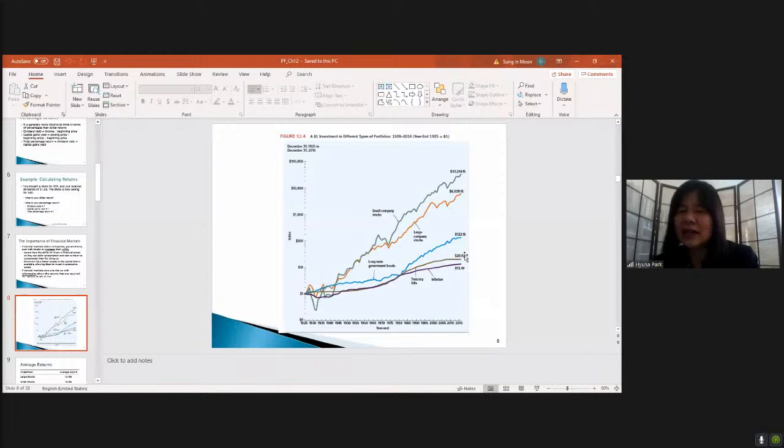So $1 investment in 1925. If that $1 was invested in treasury bills, after 90 years it grew to $13.49. But if that $1 was invested in a portfolio of small company stocks, the $1 became $33,214.15. And if it was invested in a large stock portfolio, $6,000. And long-term government bonds, $133. And treasury is $20.62. And if we just consider inflation, average inflation per every year, $1 is equivalent to $13.